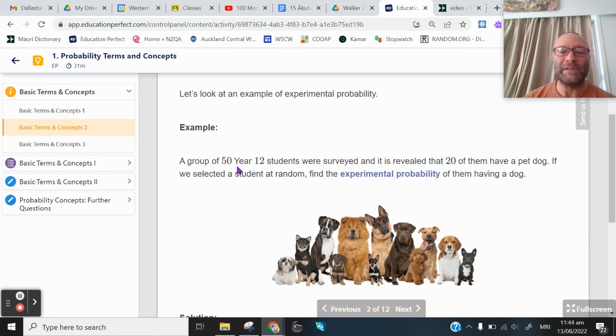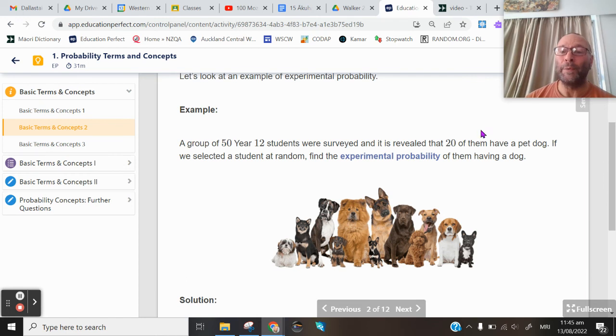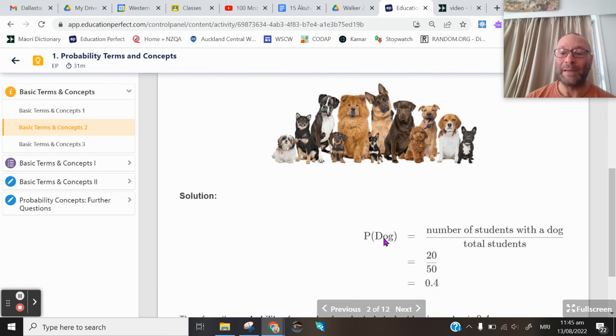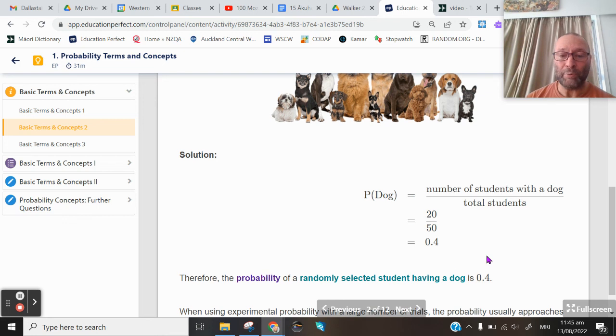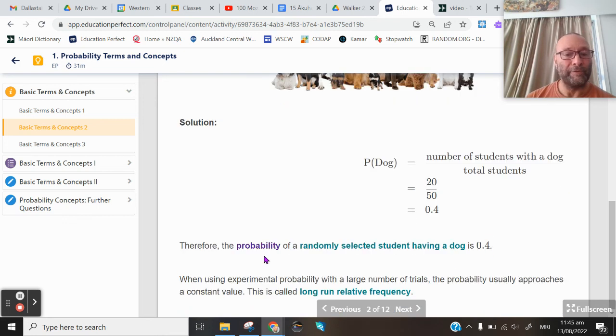A group of 50 year 12 students were surveyed, and 20 of them have a pet dog. If a student is selected at random, what's the probability that they have a dog? Well, we know there were 20 out of 50 with a dog, so there we have it. The probability of a dog, 20/50, which you could simplify to 2/5 or 0.4. So the probability there is 0.4.